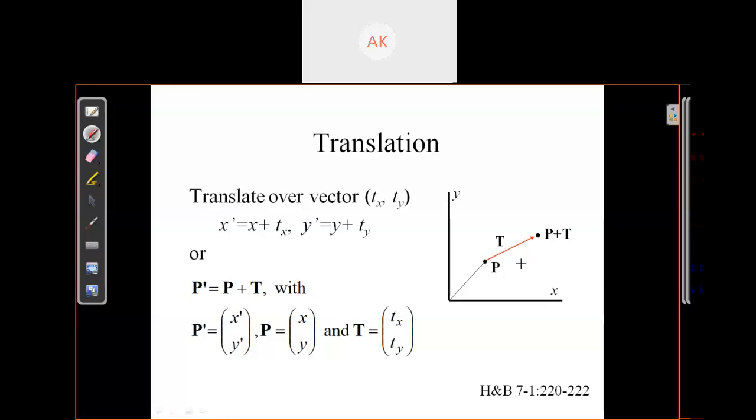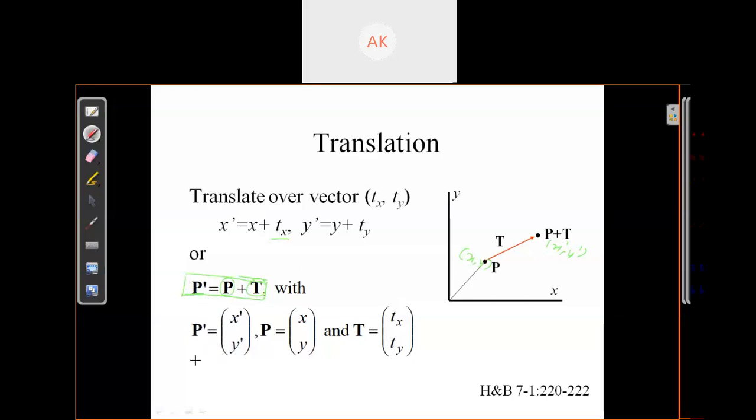These are the original position of our object, and this is the translated position of our object. Here the coordinates are x and y, and the translated object's coordinates are x dash, y dash. So we can easily write x dash equals x plus tx, and y dash equals y plus ty. This is the formula for translation: our original object position plus our translation parameter gives our translated object position.